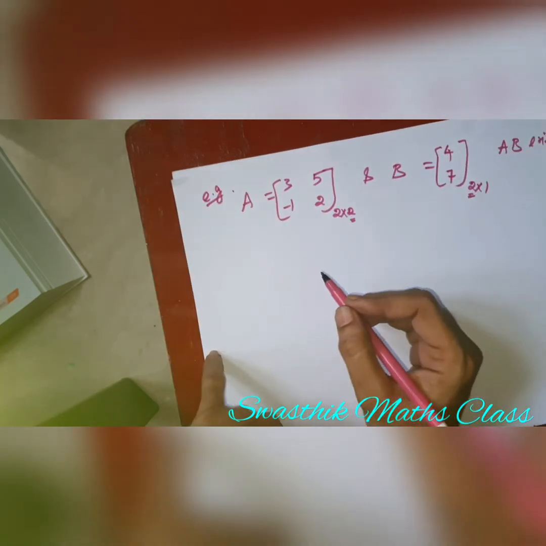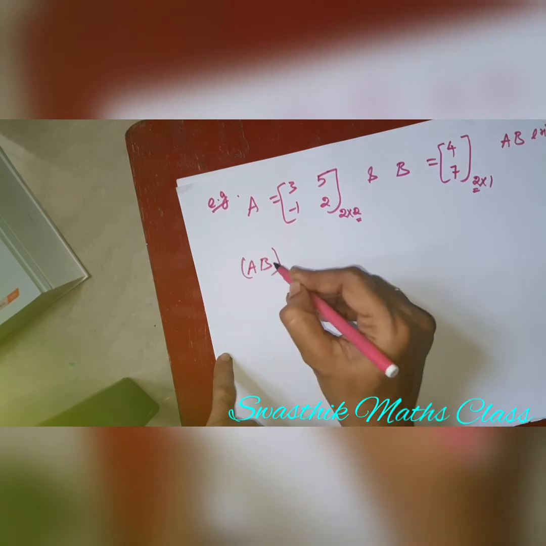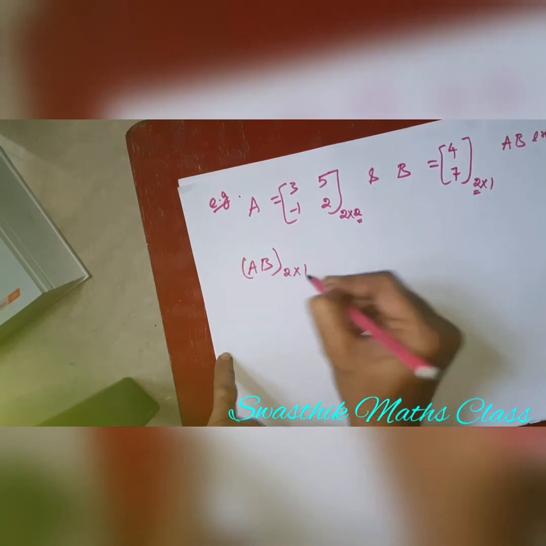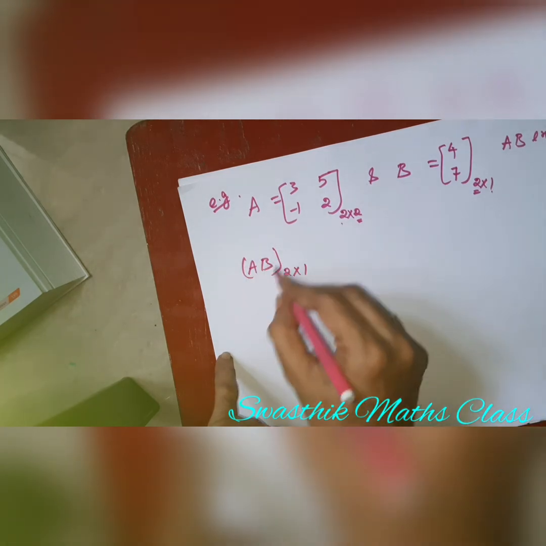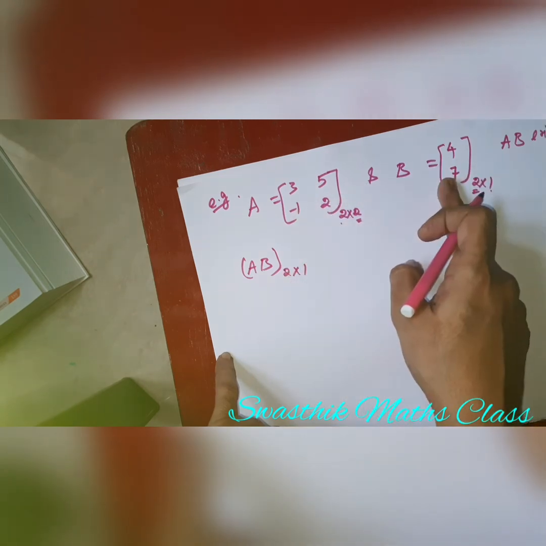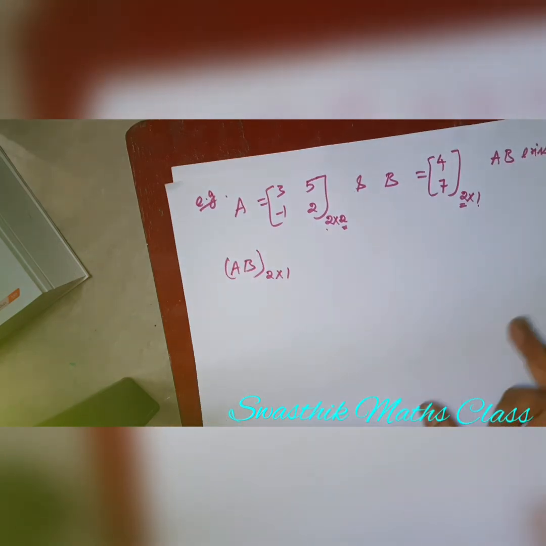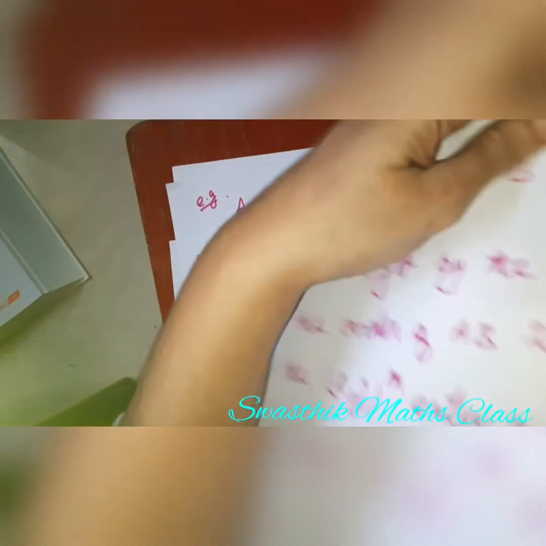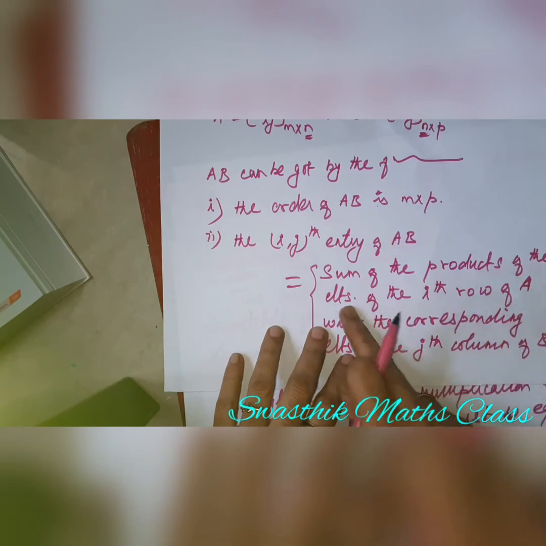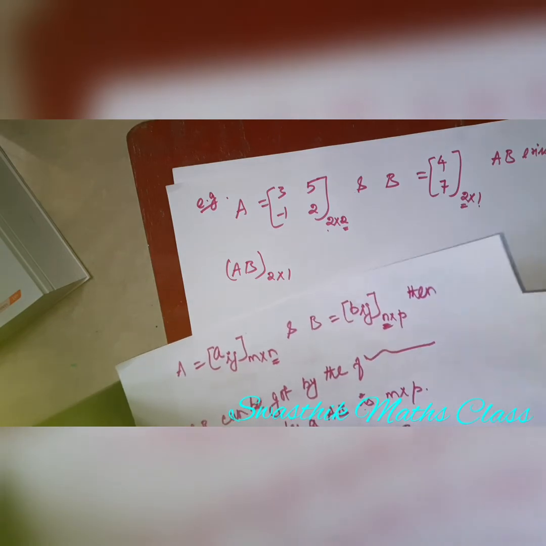Then how to find the matrix AB? We know that AB will be of the order 2 by 1. So we have to get a 2 by 1 matrix by multiplying these two matrices A and B by our procedure. What is our procedure? The ijth entry will be determined by this formula. What is that formula? The sum of the products of the elements of the ith row of A with the corresponding elements of the jth column of B.